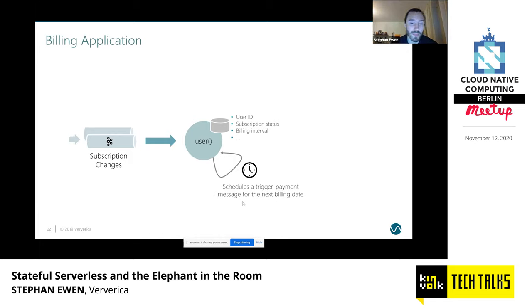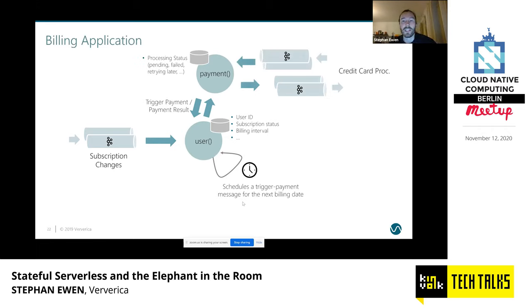The next time this message is received by the user function, it creates a new function, a payment function. This function's sole purpose is to see one payment process through: talk to the credit card service, handle failures and retries, and eventually conclude. If I've retried three times and it was rejected, I report back that this month wasn't paid, and then the user function can decide what to do with it. This one talks to credit card processing. As I mentioned before, ideally all communication to the outside world works through event ingresses and egresses. So here we're talking to the credit card processing via two Kafka topics, one to send the request and one to handle the response.